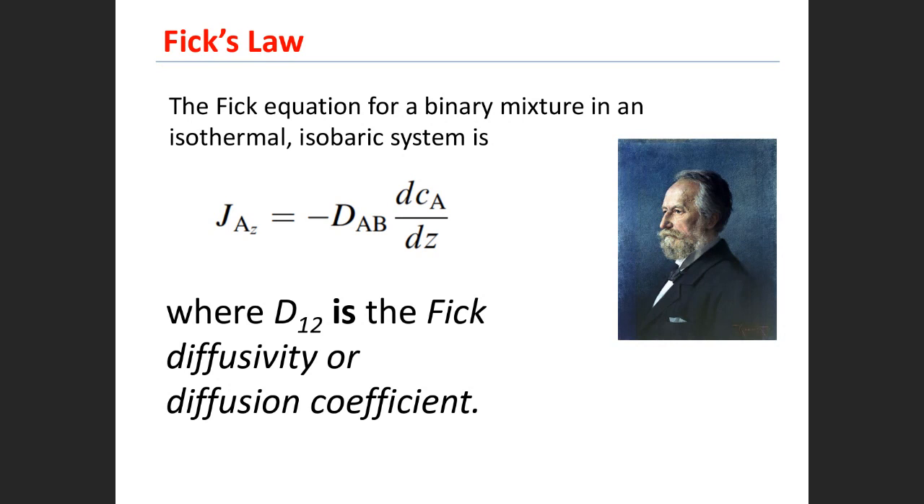Isothermal means what? From thermo? Constant temperature. Constant temperature, exactly. Isobaric? Constant pressure. Constant pressure, perfect. And the equation for a binary isothermal and isobaric system is given to you as J_AZ equal to minus D_AB dC_A over dZ.